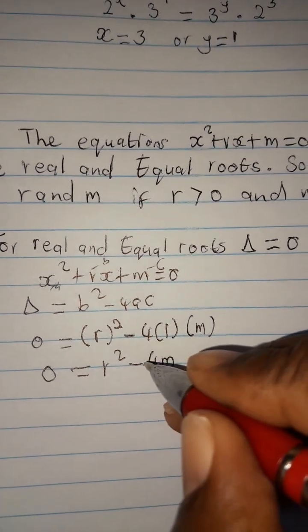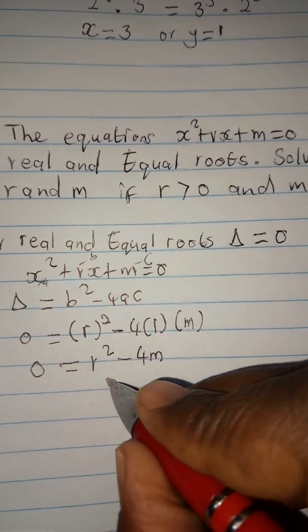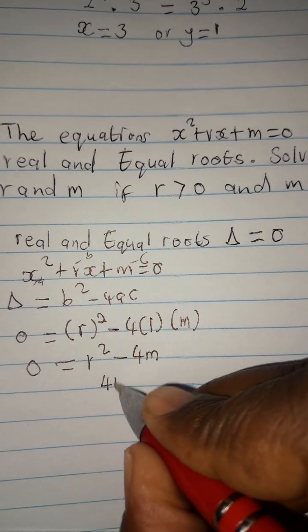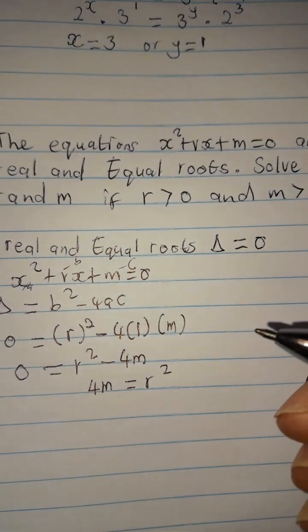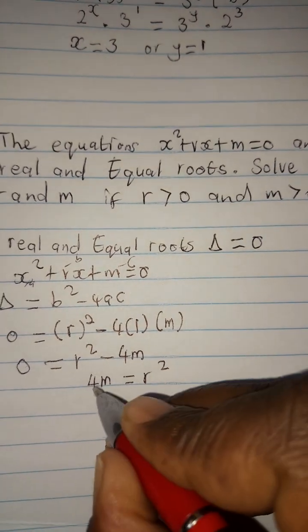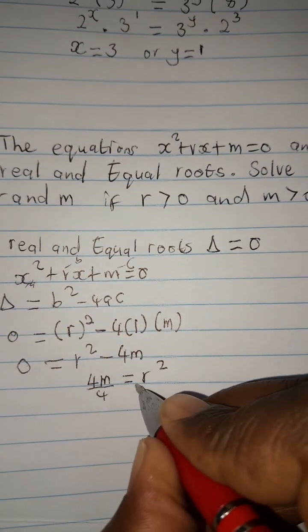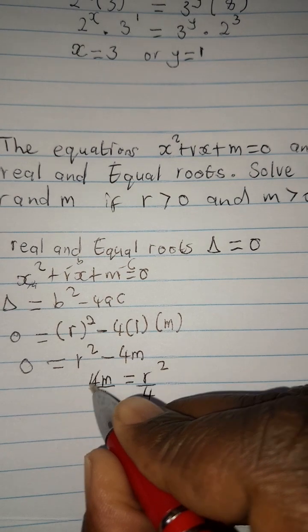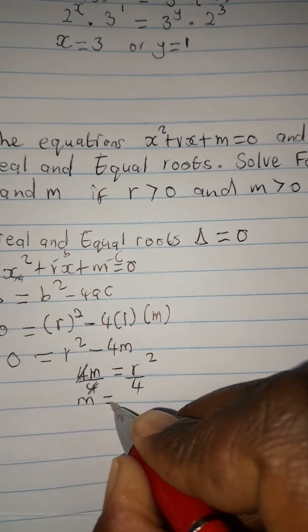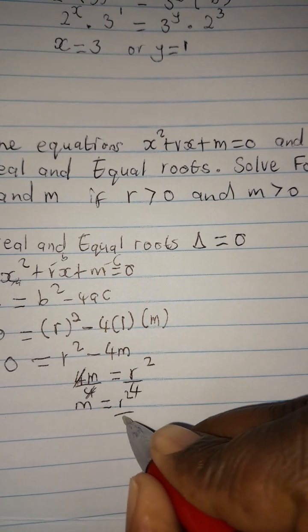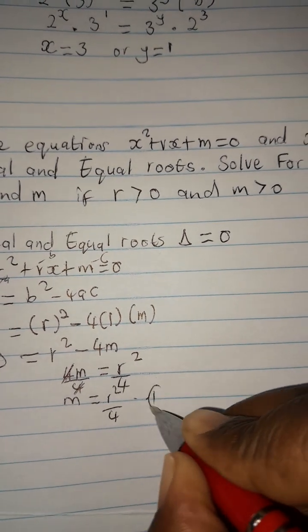To formulate equation 1, it's quite easier. Let's take negative 4 to the other side. We have positive 4m, which is r squared. So let's say I'm making m the subject, so I'll divide both sides by 4 in this case. To get rid of this, we cancelled it. So we have m is equal to r squared over 4 as equation 1.